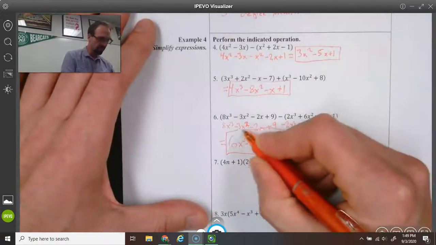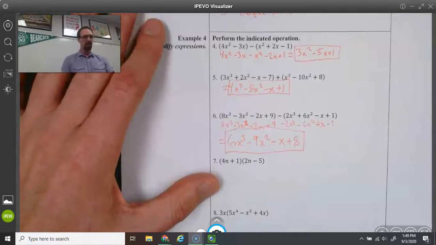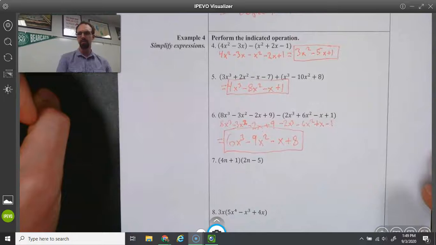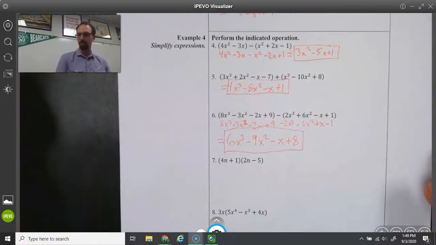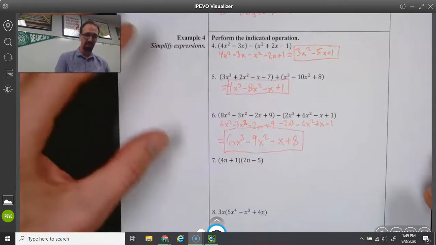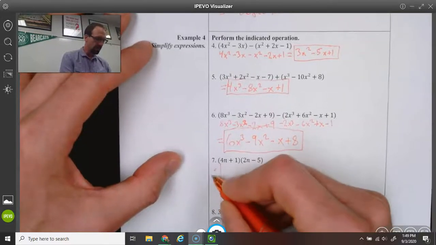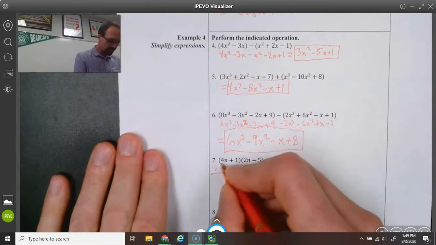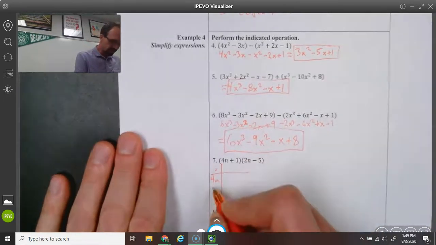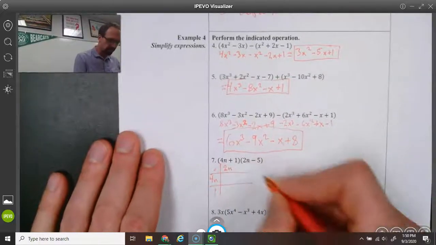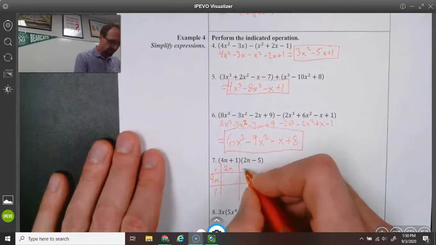There's addition and subtraction. Now we're going to see some multiplication. With number 7, what we're going to have is 4n plus 1 times 2n minus 5. Many of you have probably learned some different ways to multiply through this, whether it be foiling or the table method. If you haven't learned the table method, I'm going to show you. The way you set it up is that each term gets its own slot, either in a column or row. So 4n plus 1 will go here, and then 2n, and then negative 5 goes here.